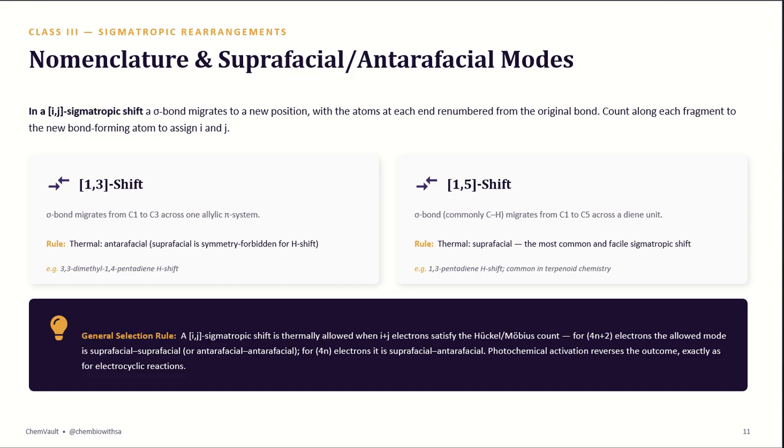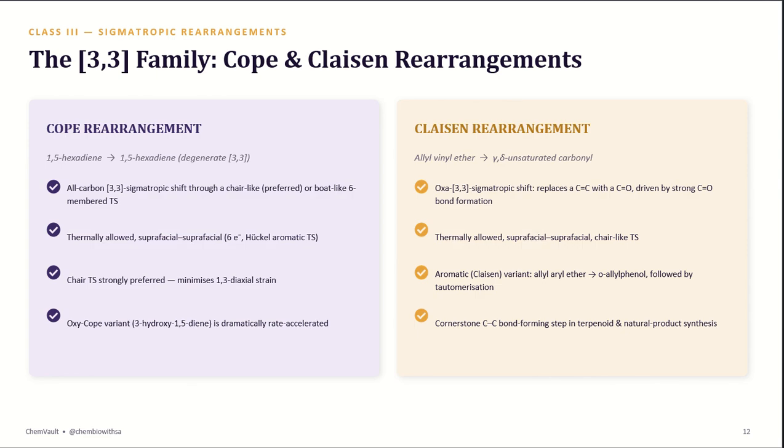The 3,3 family, Cope and Claisen rearrangements. The most important sigmatropic shift for your exam is the 3,3 family. So let's look at the two flagship reactions.